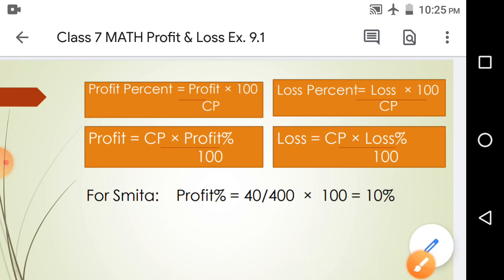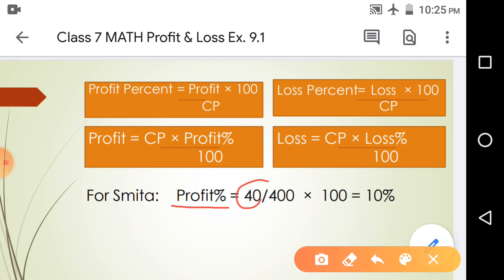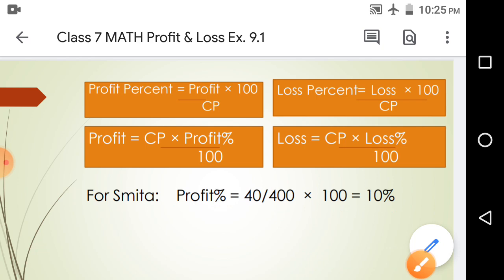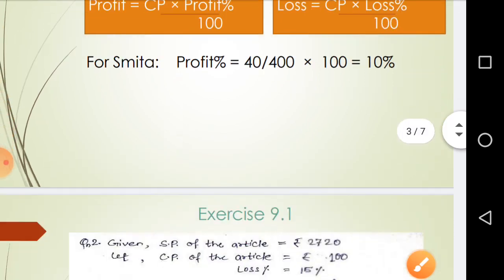Now Smita gains some profit, so there would be some profit percent. This 40 is the profit, divided by this 400, which is the cost price, and if it is multiplied with 100, we will get the profit percent. Here we will have 10% as the profit percent for Smita. Okay, now jump to the next page.